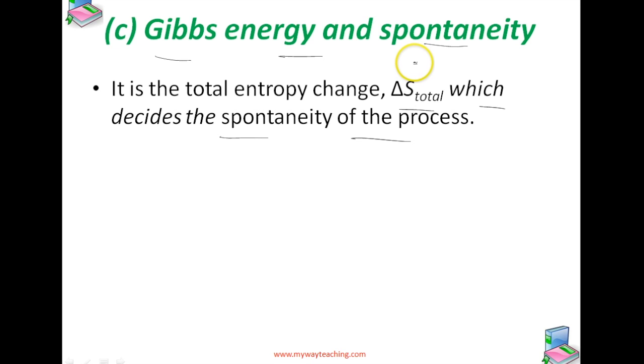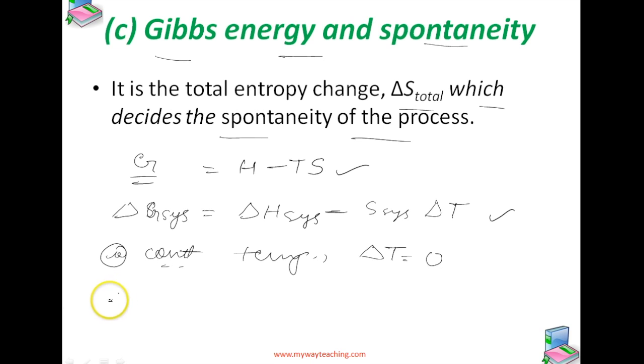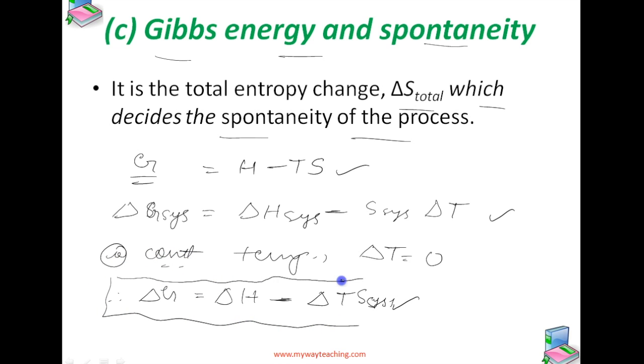For this purpose, we define a new thermodynamic function, the Gibbs energy or Gibbs function. It can be represented by G equals H minus TS. The Gibbs function is an extensive property and a state function. The change in Gibbs energy for the system, delta G system, we can write as delta H system minus T delta S system, at constant temperature, that is delta T equal to zero. This is the change in the Gibbs energy.